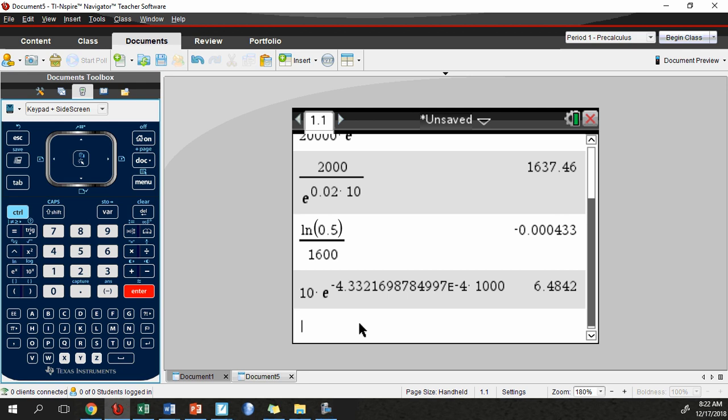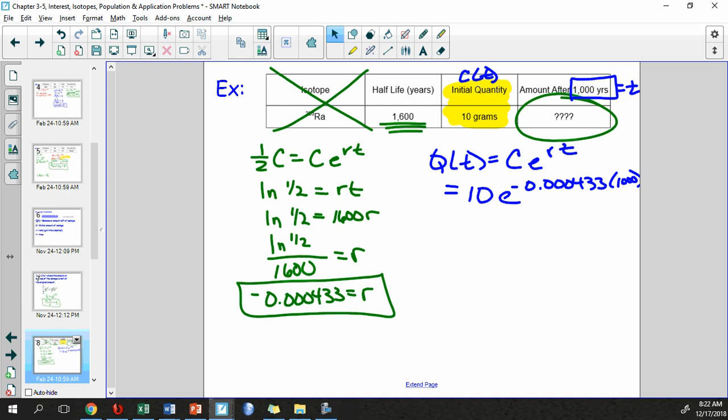Okay, so 10 is the initial amount. This long, crazy number right here, the negative 4.333, that's the rate at which it's declining. The 1,000 is how many years, and this is my balance that I have left after 1,000 years. So after 1,000 years, I have 6.48 grams of the radioactive material or the isotope, right?